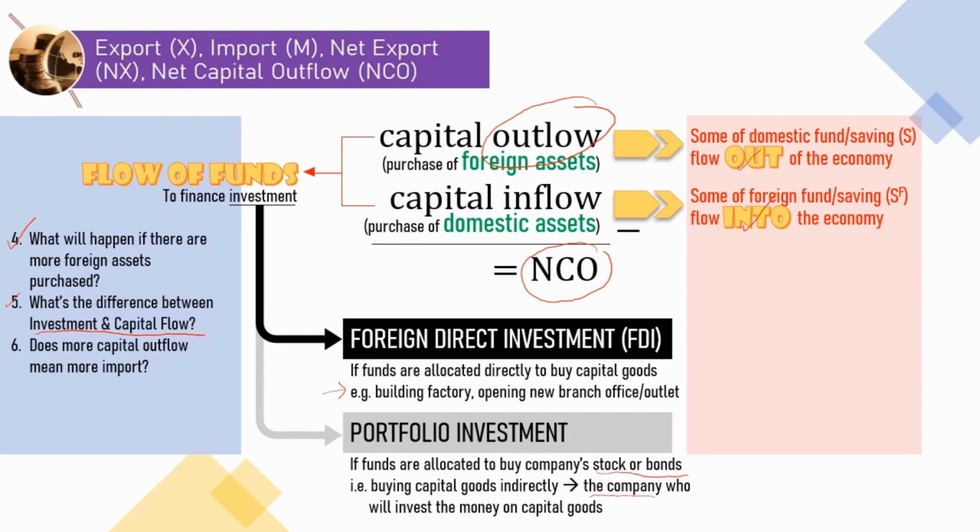How about question number 6? What do you think? We will soon talk about the identity equation stating that net export is always equal to net capital outflow. But we will see also that capital outflow has no one-to-one correlation with a country's import.